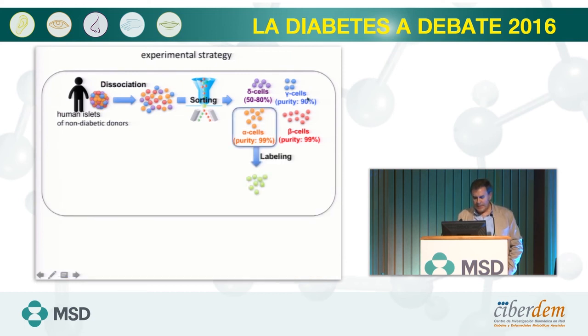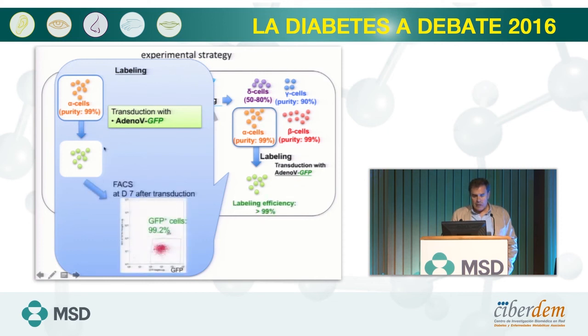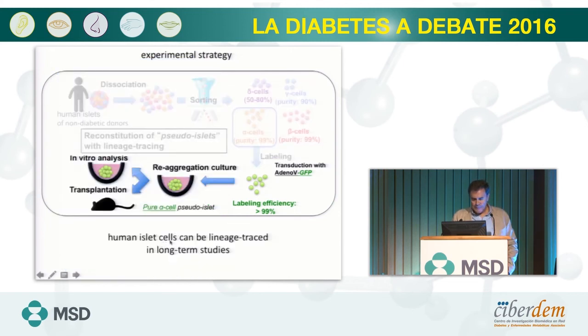So with these cells purified, he can label them using adenoviruses that encode a reporter fluorescent protein. And in this example, for instance, after a week of transduction, he sees that indeed the large majority, 99% of these cells are in fact fluorescent labeled. They are YFP positive. So what he can do with that is plenty of experiments. He can reaggregate them to generate pseudo-islets, and then do in vitro analysis or transplant these pseudo-islets into mice. So human islet cells can be lineage traced in long-term studies.